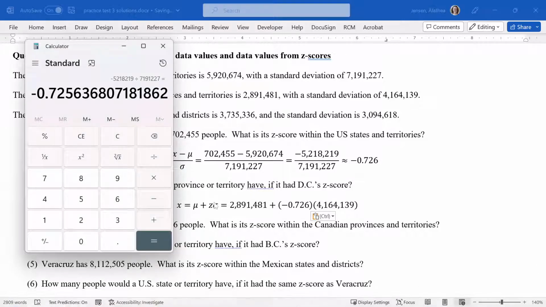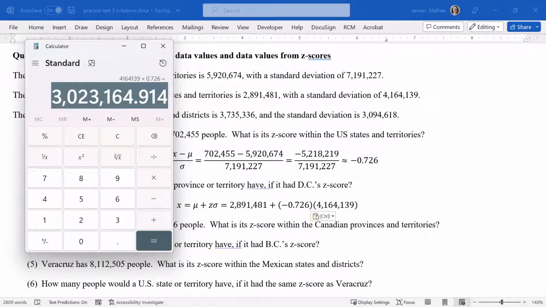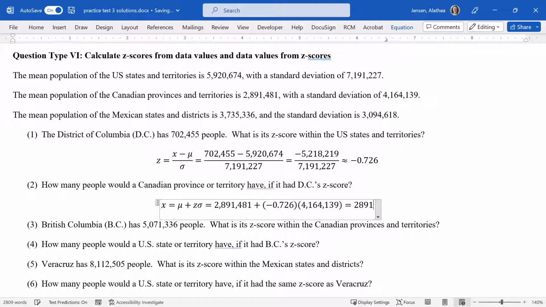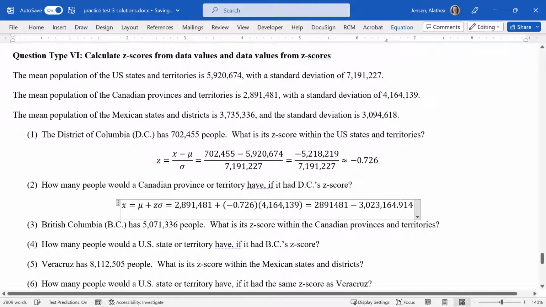Okay. All right, so now we're going to plug these in and just make sure, again, order of operations means the multiplication should go first. So 164,139. I'm going to multiply that. I'm on a 4 function, so I'm going to multiply it by positive 0.726, and then I'll just do a subtraction to take care of the negative. Okay, so this is going to be 2,891,481 minus that.